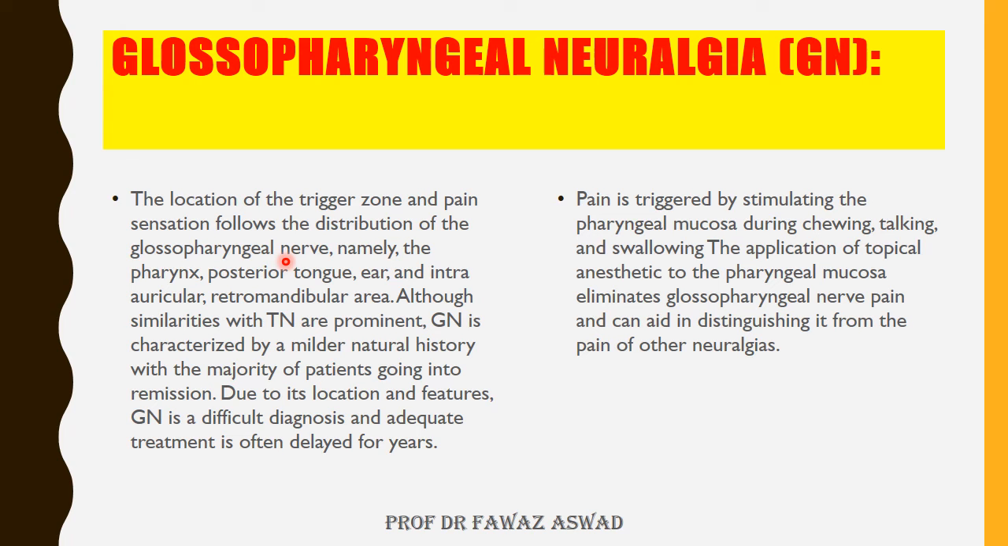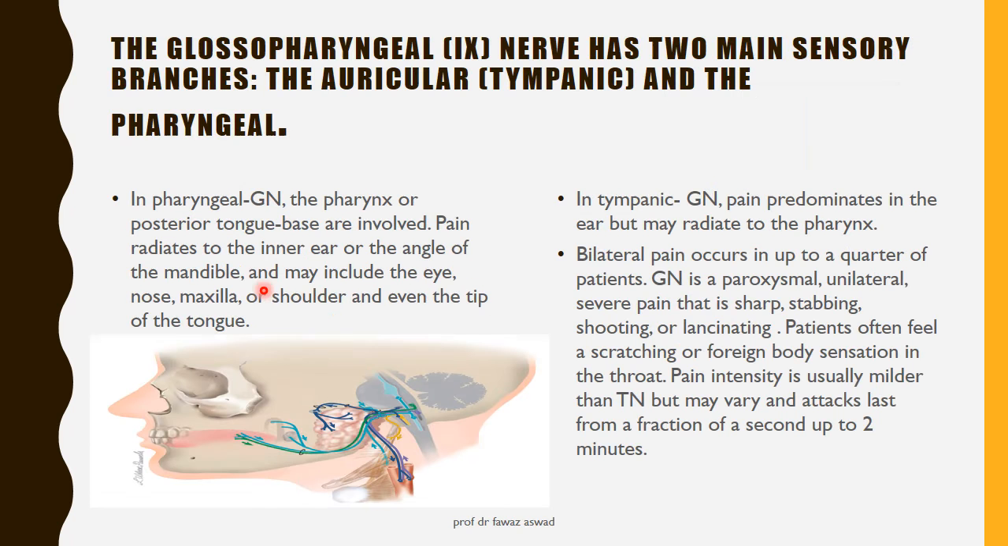And sometimes when we take a history, we can see that chewing or talking stimulates these types of pain. The application of topical anesthesia to the pharyngeal mucosa is going to eliminate the glossopharyngeal nerve pain. This could aid in the diagnosis from other types of pain.